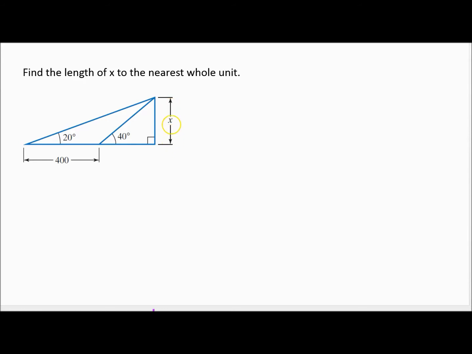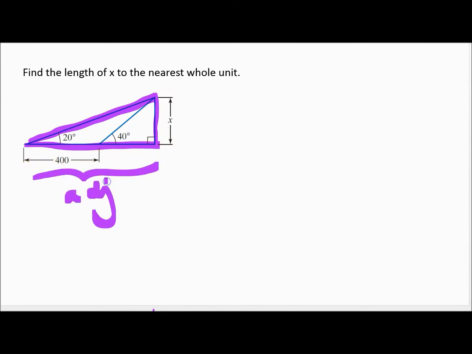We're trying to find x. Okay, so let's take a look at what's going on. Now, I've got this big triangle right here. So in purple, compared to 20 degrees, my opposite side is x. My adjacent side down here, that's just adjacent. I don't know the length. I know part of it's 400, but I don't know the length.